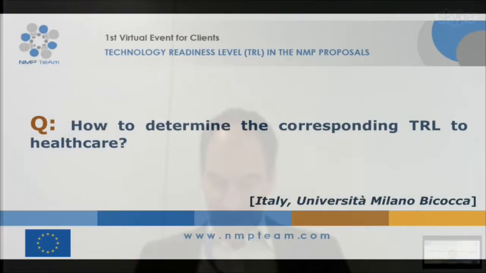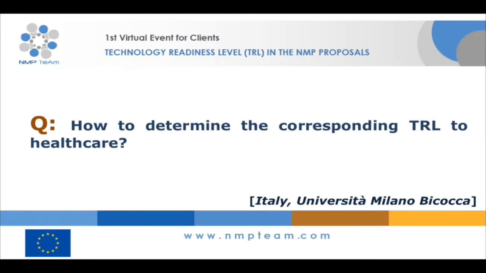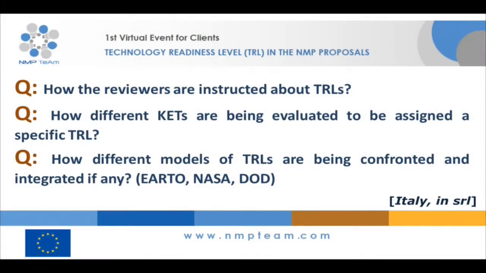How to determine the corresponding TRL to healthcare? Well, a similar argument applies. In the case of healthcare, additionally, you have the question, which I'm not an expert on, but you have the obvious question of clinical trials. And as you know, NMP does not go that far. How are the reviewers instructed about TRLs? Exactly the same way as proposers.